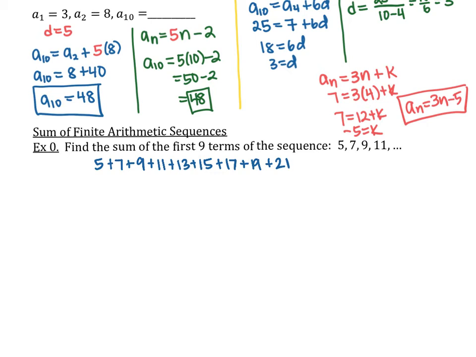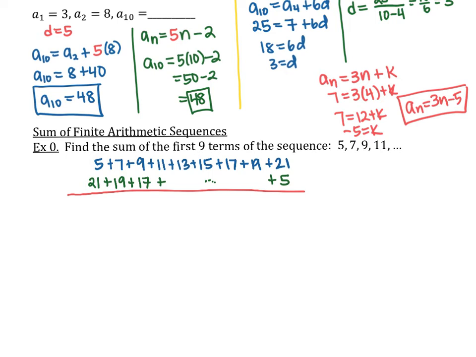Okay, so the way they come up with this formula is I'm going to rewrite the exact same sequence below it in the opposite order. So instead of 5 plus 7, plus and so on, I'm going to do 21 plus 19 plus 17, and keep going down to the 5. Okay, now why did I do that? Now I'm going to add these together. It's going to give me the answer times 2 because I am adding it twice. Okay, but it's going to turn out nicer.